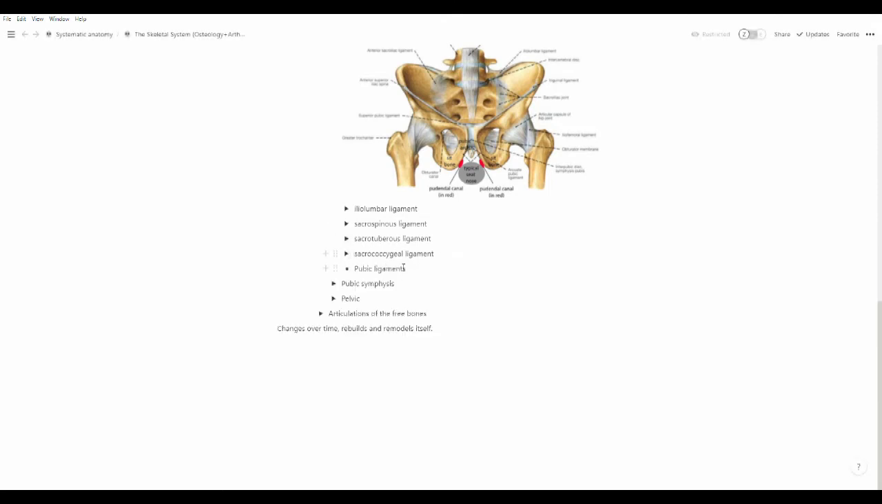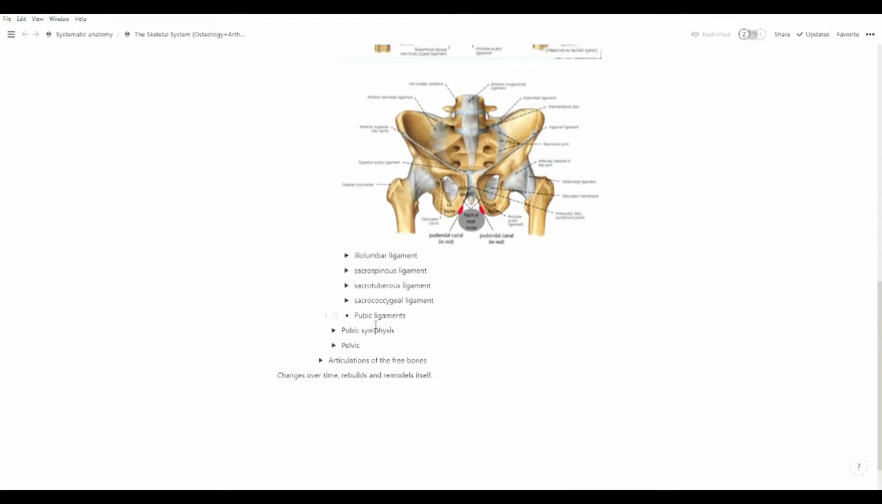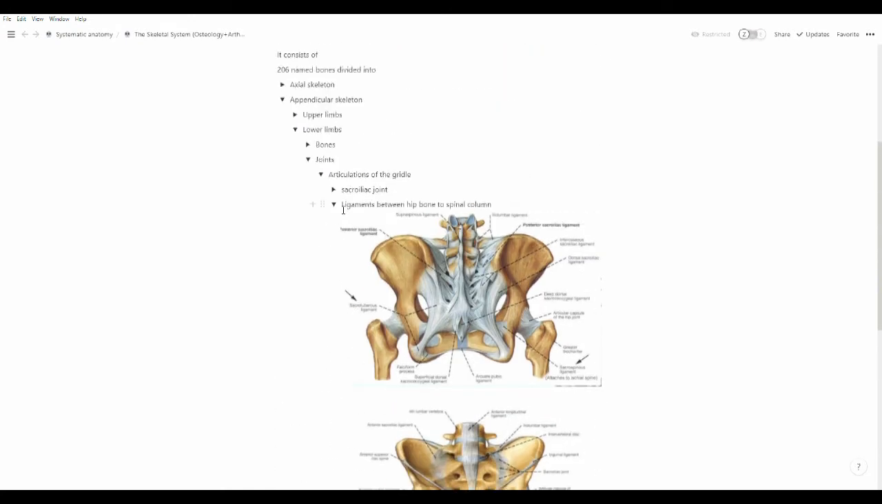Next up, we have the pubic ligament. I actually didn't mention it because we'll be talking about it somewhere in here in the pubic symphysis. So let's have a look at the pubic symphysis.